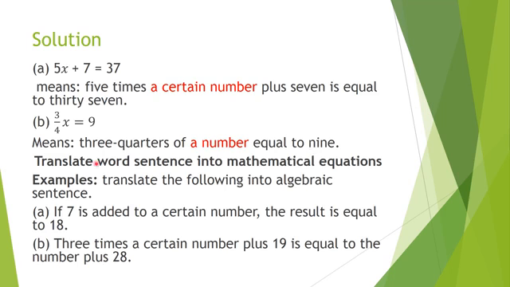If we move to the next perspective, which says translate word sentences into mathematical equations, this one is saying that you have questions in words and you are expected to move them back to an equation. So we have, for example, the first example: if 7 is added to a certain number, the result is equal to 18. Or the second: 3 times a certain number plus 19 is equal to the number plus 28. So how do we do this now?